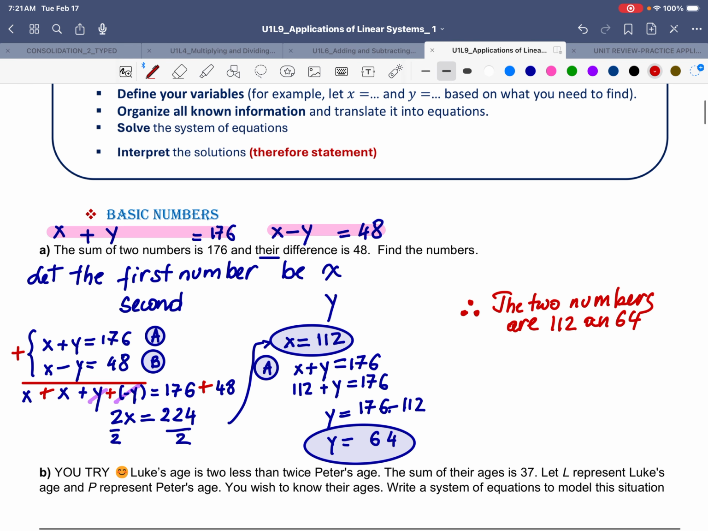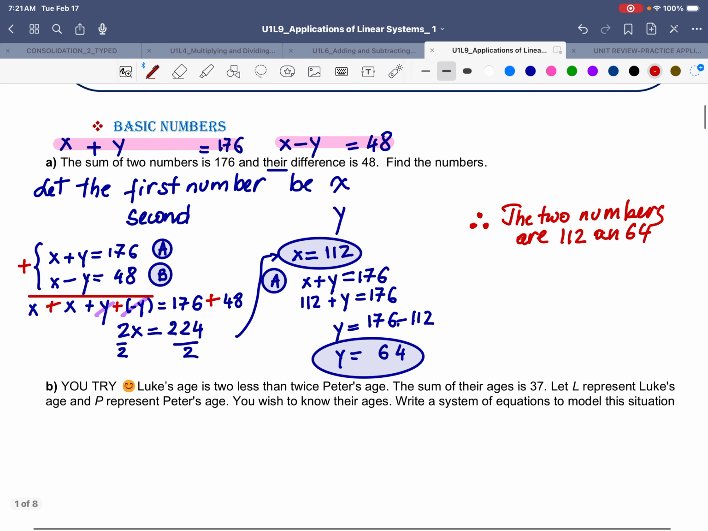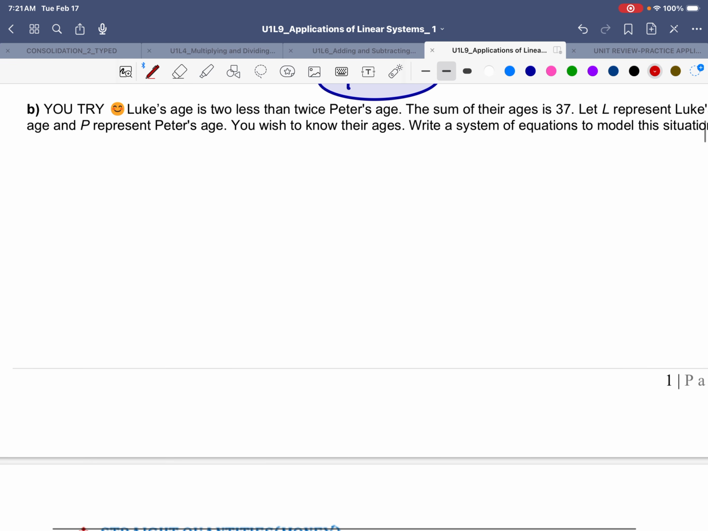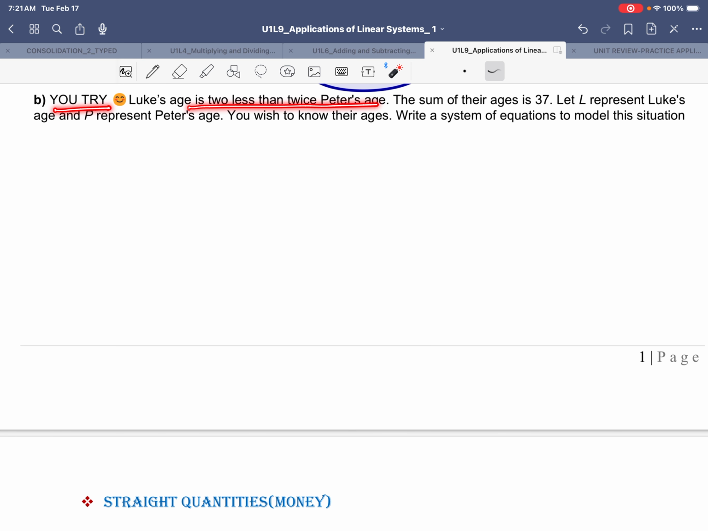So in the next question, you have again another number question, but this time we're using numbers to describe age. So we also call them the age questions. You can try this on your own, and I'm going to go over it with you. Follow along if you would like to listen to the solution or check your answer.